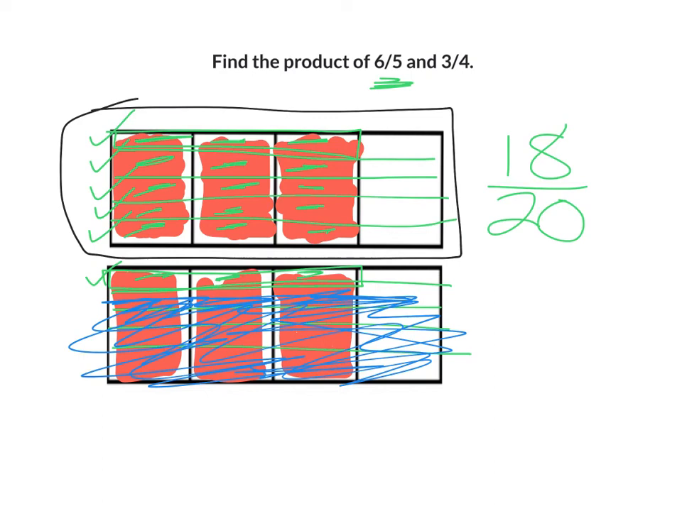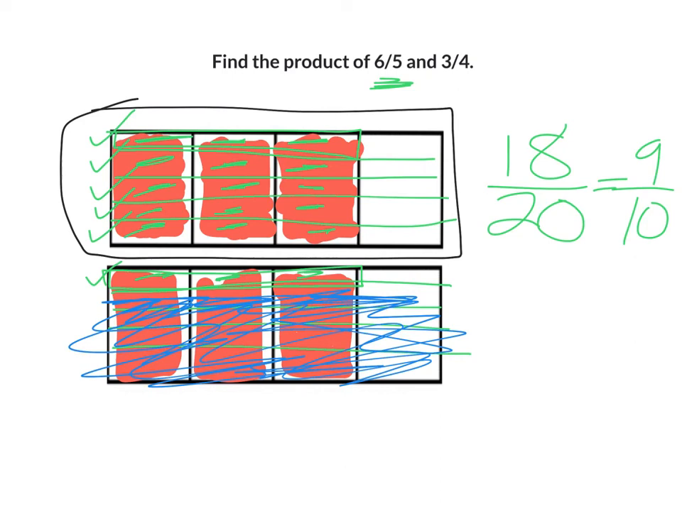So even though we had to go into another whole, we're still keeping our denominator the same. It's still just 20ths. And how many had double coloring? 18. So the product of 6/5 and 3/4 is 18 20ths. And of course, we could simplify that to 9/10. Well, we've seen what we could do with a model, but let's see if that matches our algorithm.